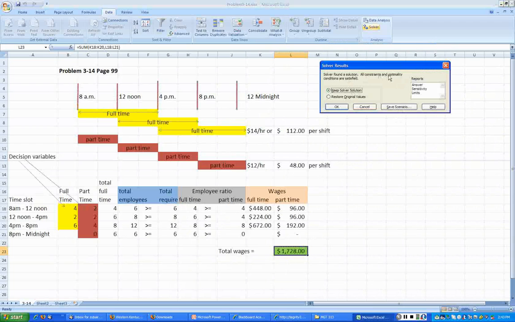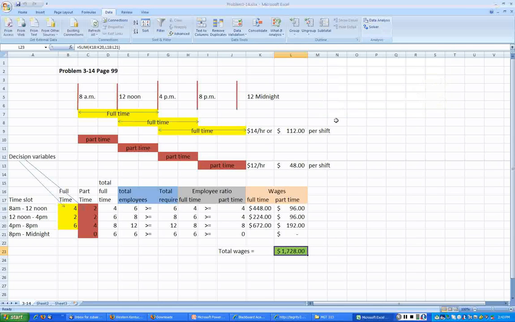All constraints are satisfied. We need at least 6, we got 6. Total employees: we need at least 8, we got 8, 12 and 12, 6 and 6. This is met through getting 4 full-time employees to report at 8 o'clock, asking 2 of them to report for work at 12 noon, and 6 people to join at 4 o'clock. For part-timers, you ask 2 to come from 8 to noon, 2 from 12 to 4, and 4 from 4 p.m. to 8 p.m., and none in the 8 p.m. to midnight slot.